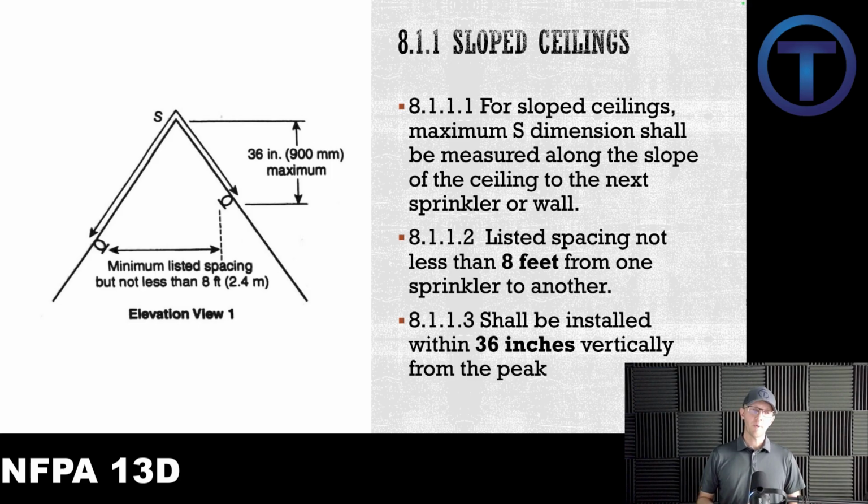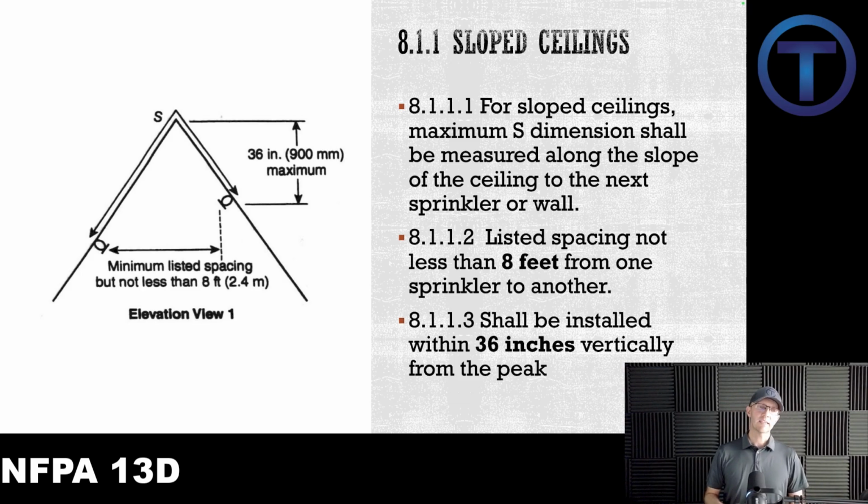Join me in 8.1.1. We're going to start off looking at sloped ceilings. First paragraph there explains that for sloped ceilings, they're going to give a maximum distance, that's S. This is a dimension that follows the slope line of the ceiling, the whole surface. That measurement is along the ceiling from one sprinkler head to another or to a wall.